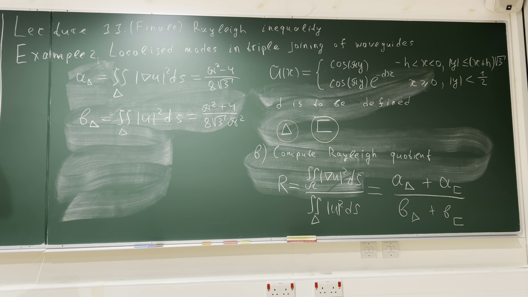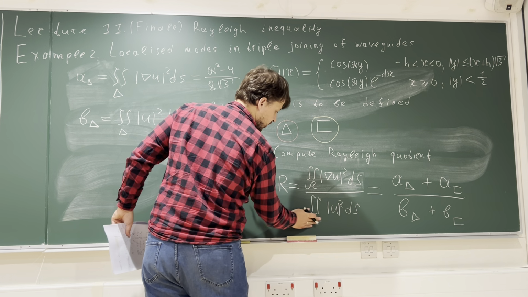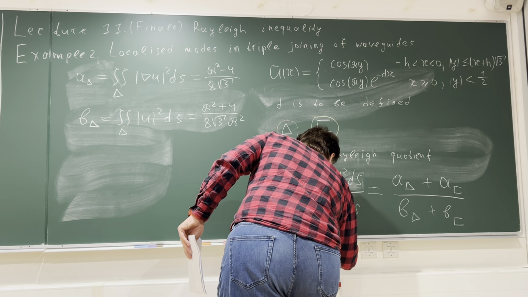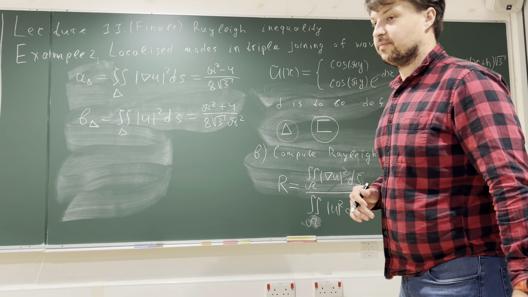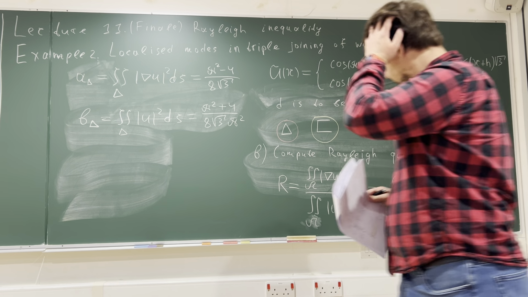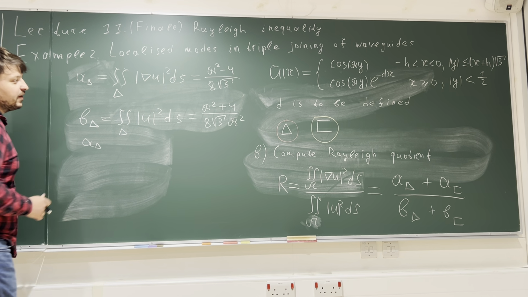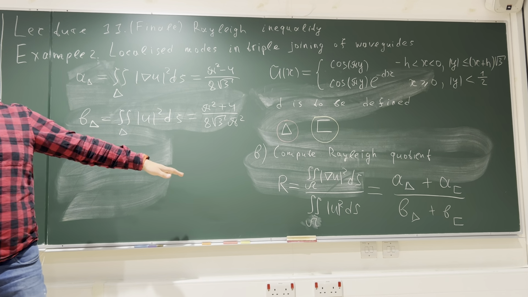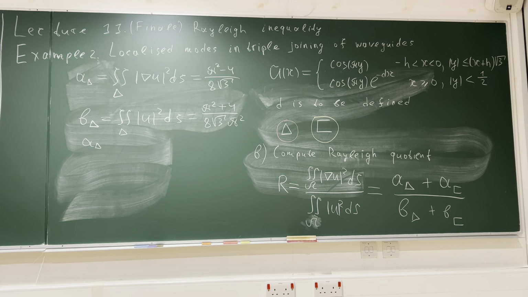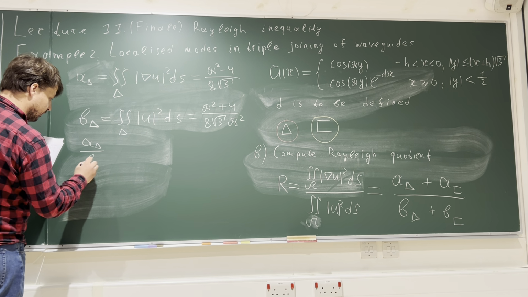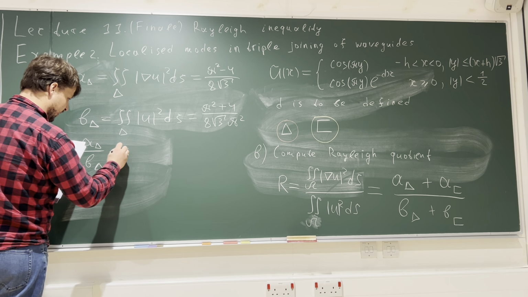Did you define the integral in the denominator just in the triangle, or should it be both? Yes, it should be. Yeah, of course. Like this. So first we can compute this ratio just to see, because here we don't have any free parameters, and if this ratio is bigger than pi squared, then we have a problem. And this one is less than pi squared.